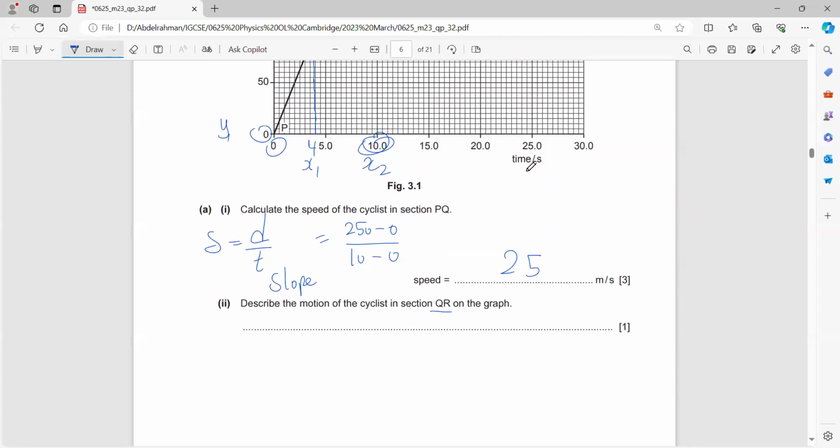So whenever he asks me, this is a distance time graph, the slope represents what? The slope represents the speed.